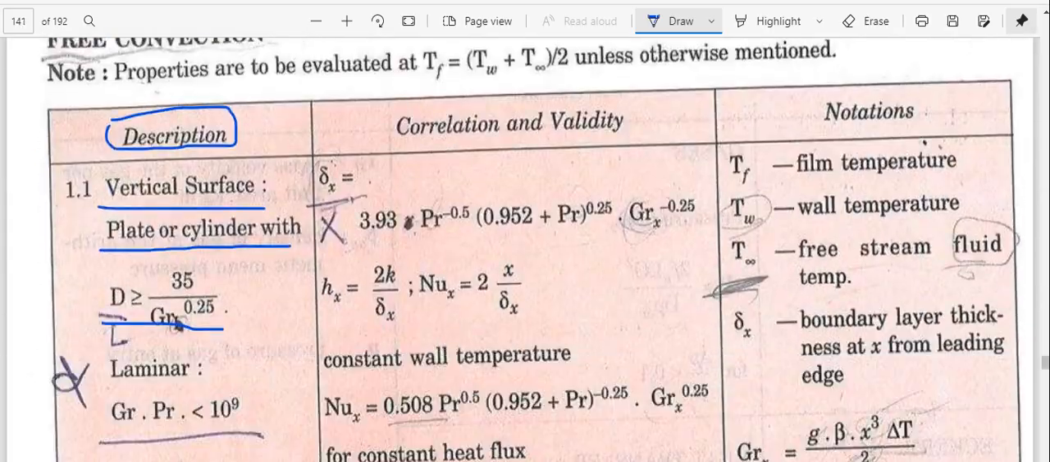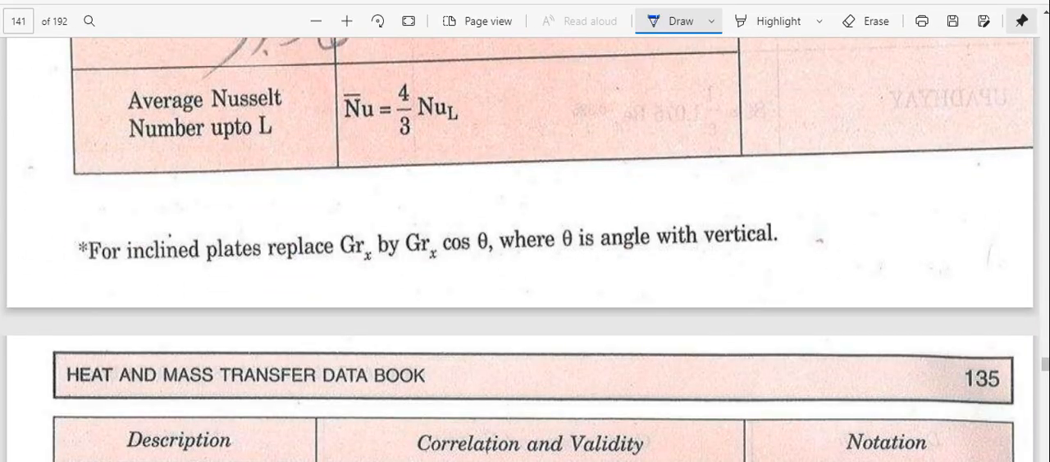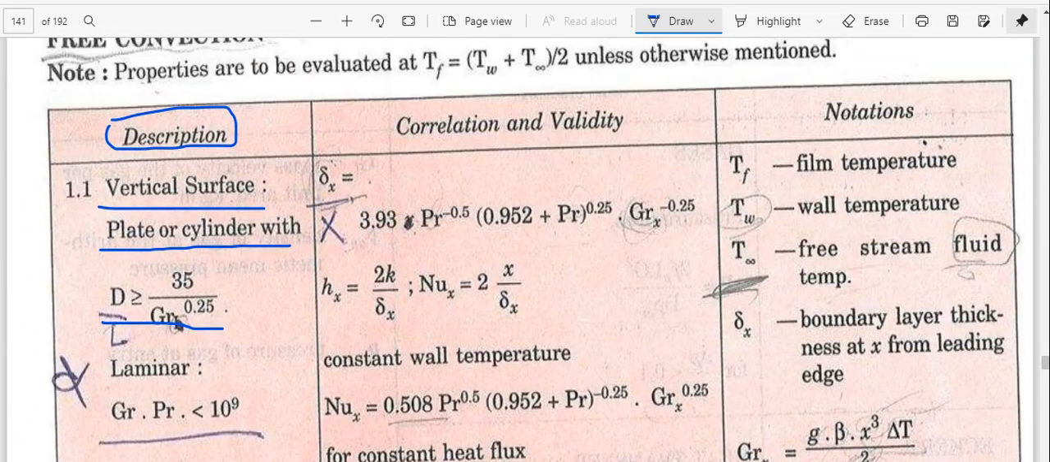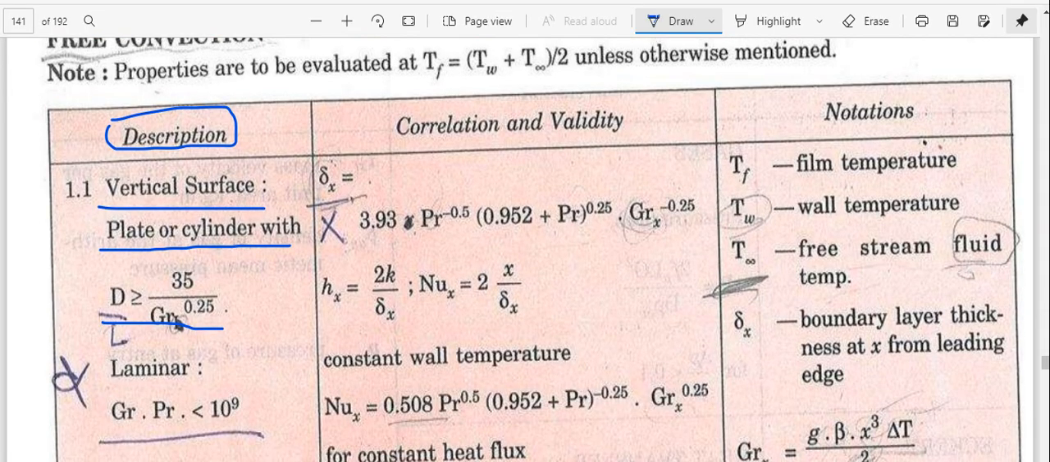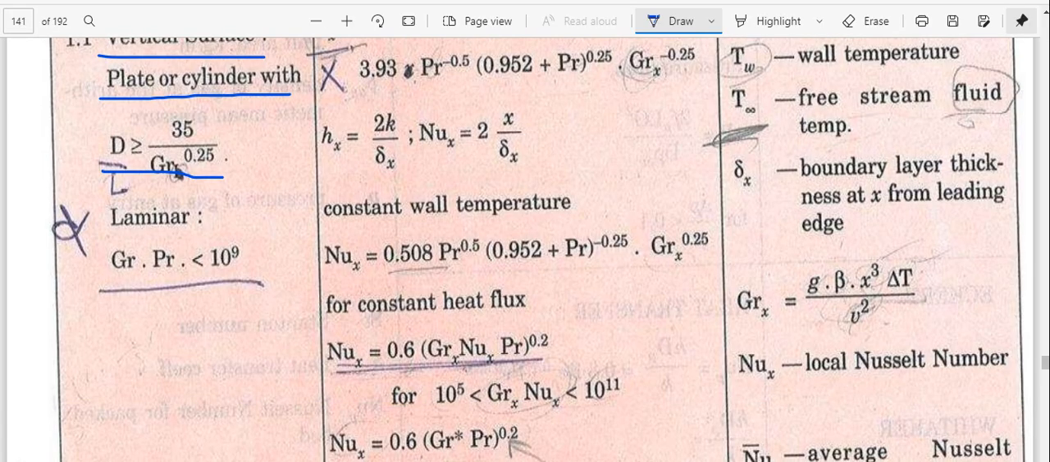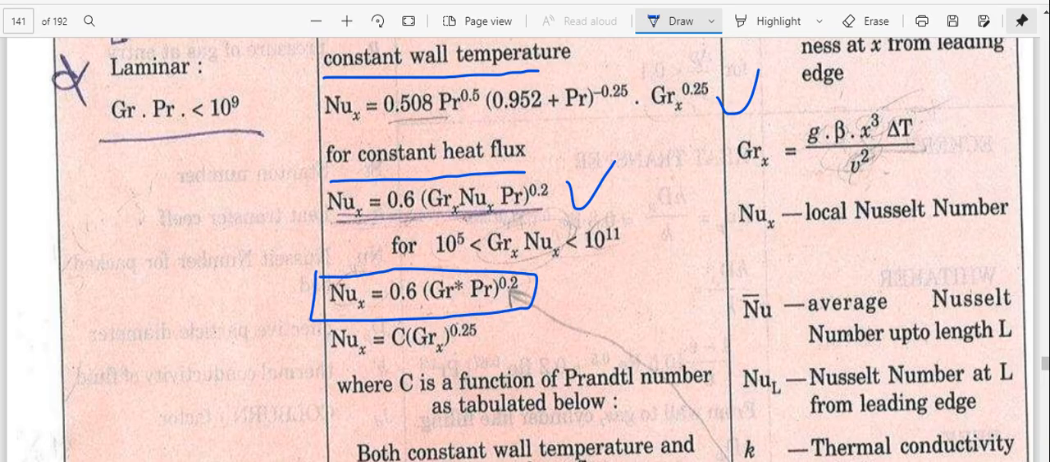So here in this data book, the vertical plates, the cylinders, and second one average Nusselt numbers. In this free convection chapter there is also a thermal boundary condition. So Nusselt number in terms of constant wall temperature and for constant heat flux. This is the constant wall temperature formula and this is the constant heat flux formula in the laminar flow. So here this is the generalized equation: Nu equal to 0.6 into Gr into Pr power 0.5.